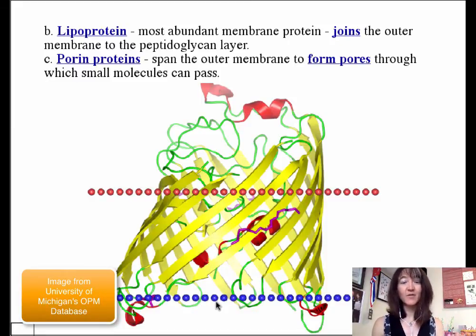This is an image of a porin protein. You can see that it is a beta barrel. Very cool, right? See all that beta secondary structure that exists in that transmembrane or integral membrane protein.